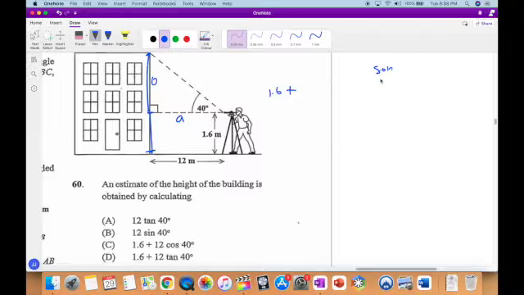So TOA. So we're talking about tan, right? So the tan of 40 is equal to the opposite, which is what we want to find, over the adjacent. So 12 tan 40. So 1.6 plus 12 tan of 40 gives us D.